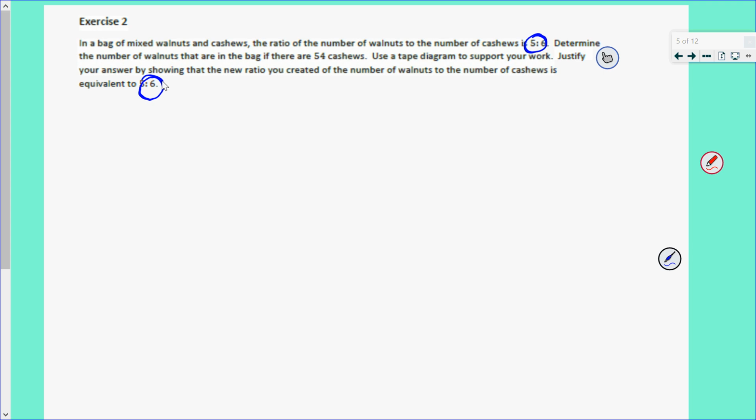54. 54. Good. And can I go ahead and circle cashews? Yes. Why? It's a unit. Good. So I might want to go up here and circle walnuts and cashews. Those are my units. Very good.